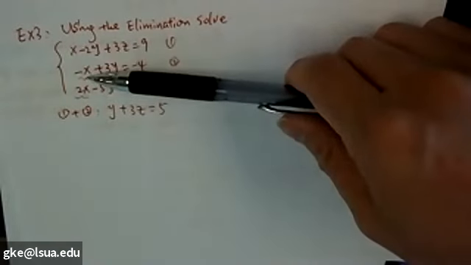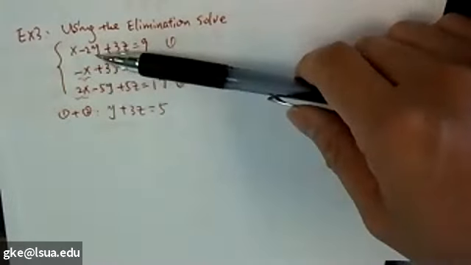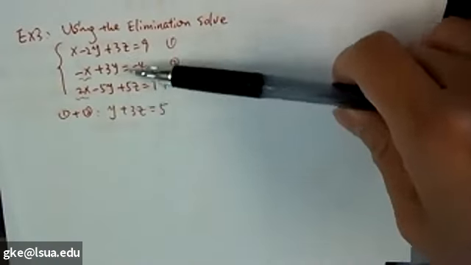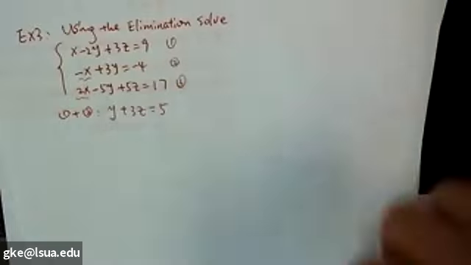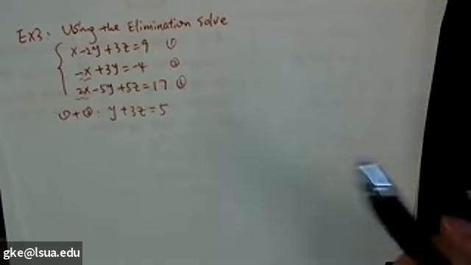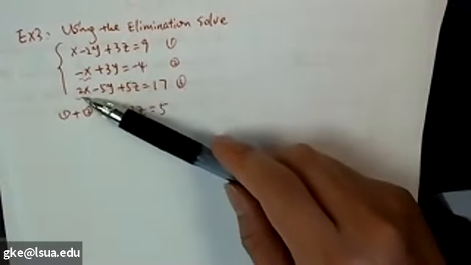x plus negative x gonna be 0. Negative 2y plus 3y is y. 3z here, right? And 9 plus negative 4 gonna be 5. So 1 plus 2 gonna be y plus 3z equals 5. Clear? Very good. For the third equation, we can say here's a 2x.